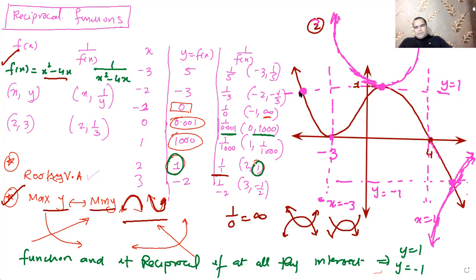Now, the last part is where you can see, once again, the function is going towards negative infinity. The reciprocal will slowly approach 0, passing through the y equals 1 line. So this is how you draw the reciprocal for this particular question.